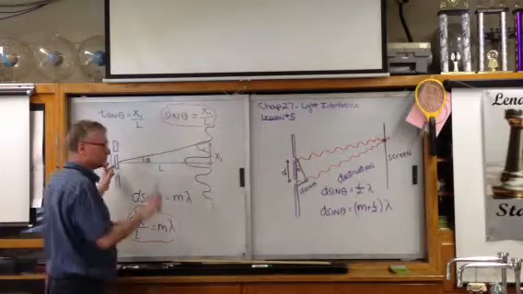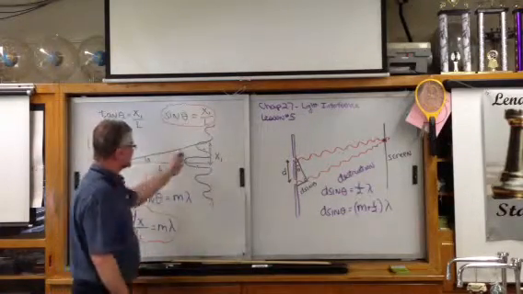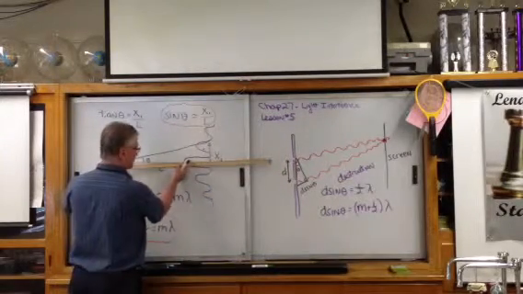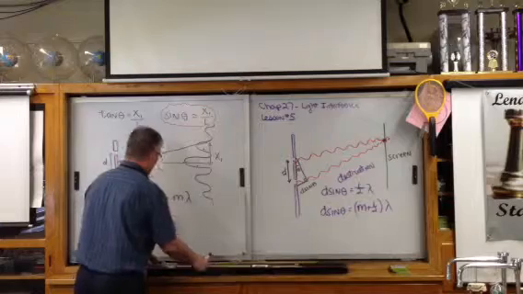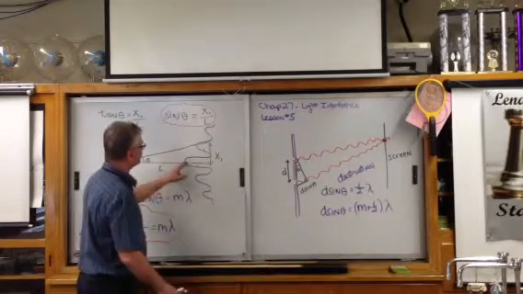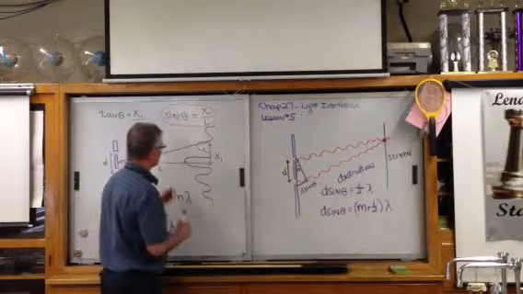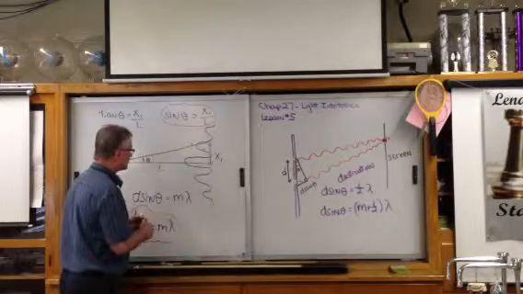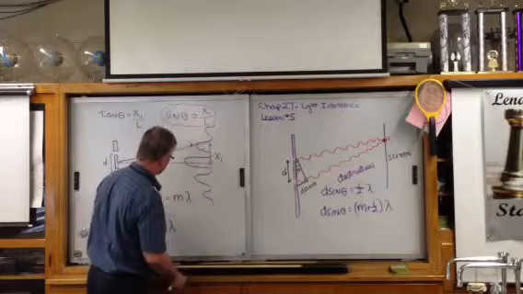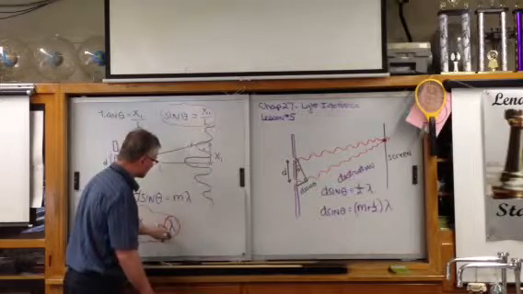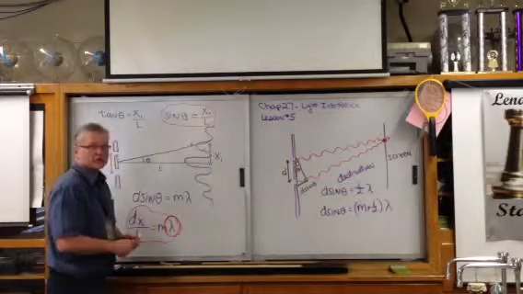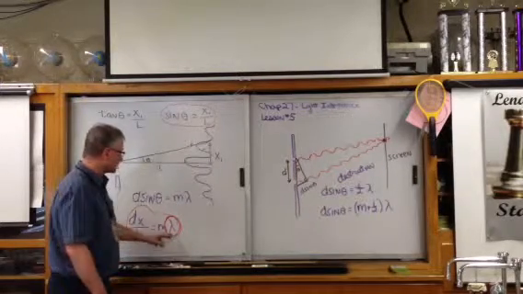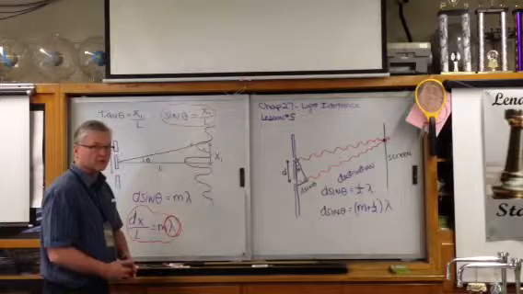L is the distance from the screens, from here out to here. I can use a ruler to measure from the slits to the screen itself and get that measurement. M, we're going out to the very first one, so M here is 1. So if I look here, M would be 1 in this particular case right here. Now I can calculate the wavelength of the light. This is a famous experiment that was done by Young, and it's the way that we actually measure the wavelength of light.